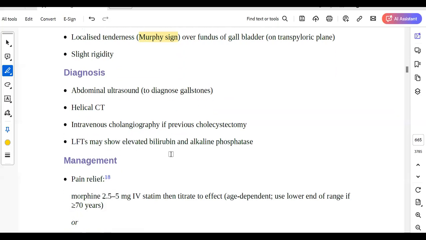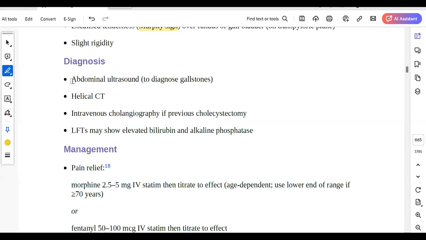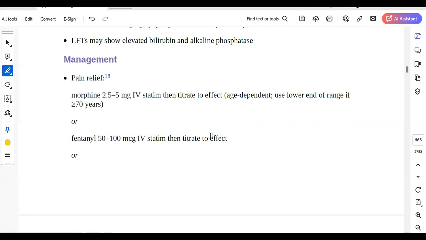What will you do next? For acute cholecystitis, your initial investigation should be abdominal ultrasound. Most of the time, ultrasound is able to confirm the diagnosis. If it is not sure, then you go for a CT abdomen. Okay, so how to manage acute cholecystitis?